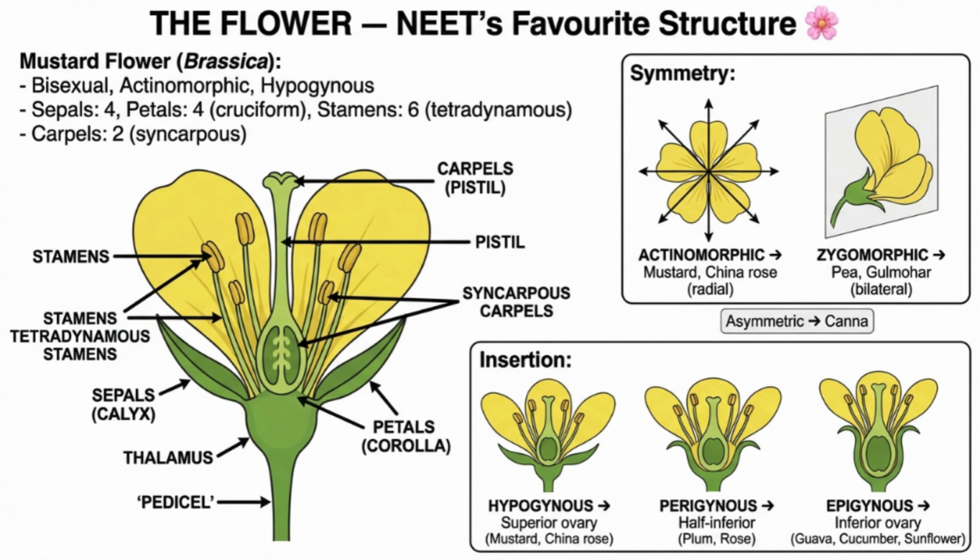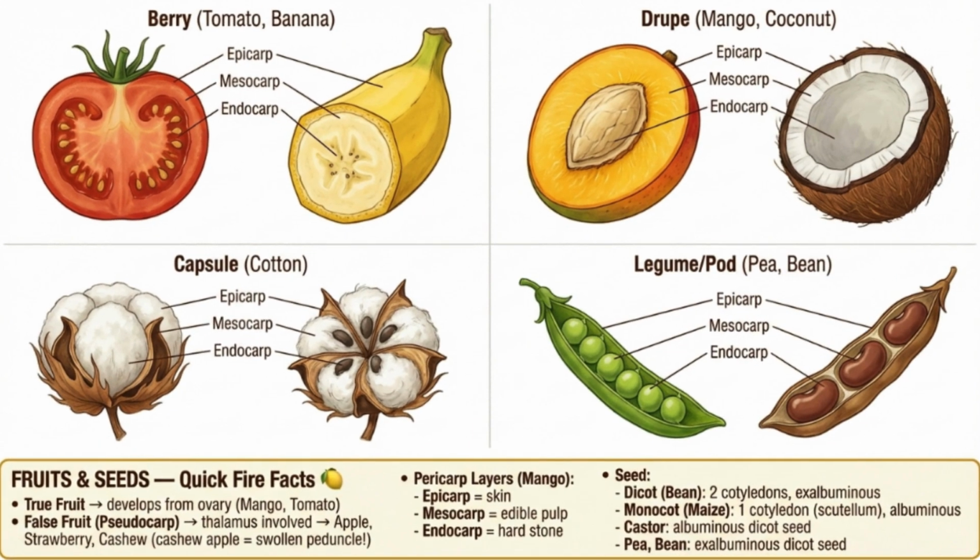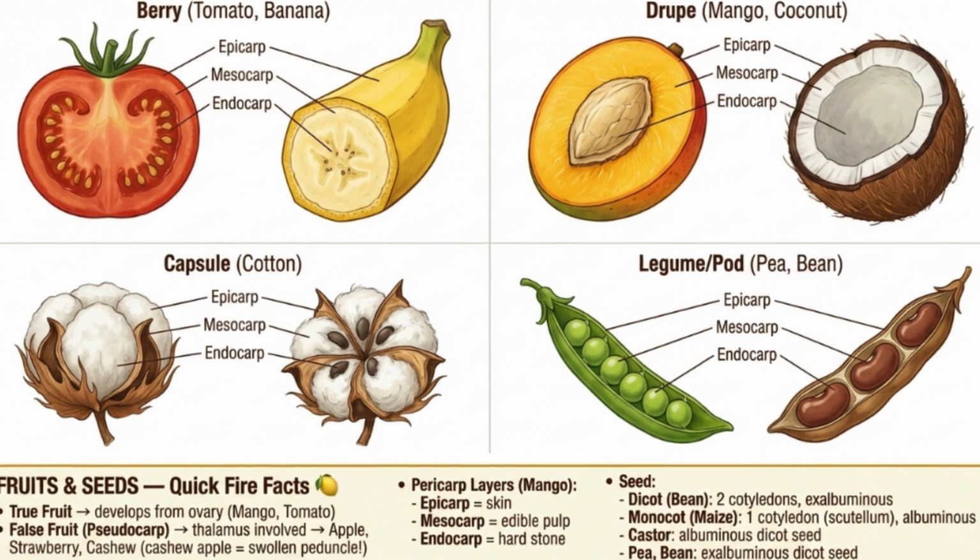Now symmetry. Pea and bean are zygomorphic, bilateral symmetry. Canna is unique, it's asymmetric. For insertion, guava, cucumber, sunflower have epigynous flowers, inferior ovary. This is heavily tested. Rose and plum are perigynous, half inferior. Fruits and seeds, this is where the fun facts live.